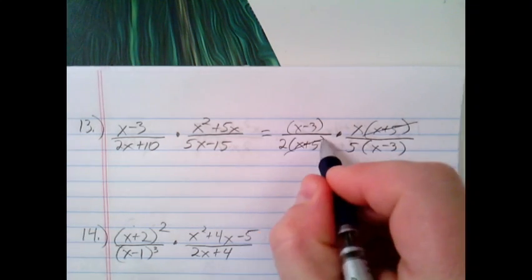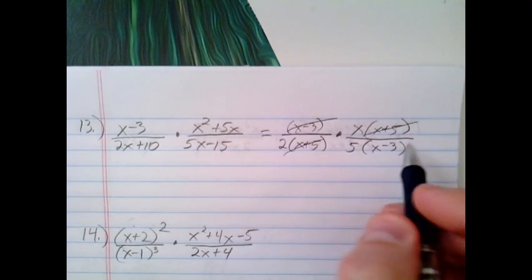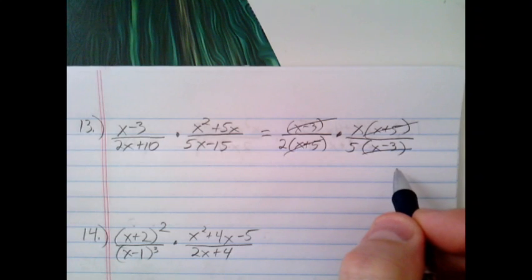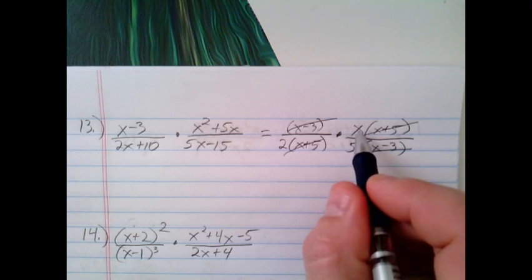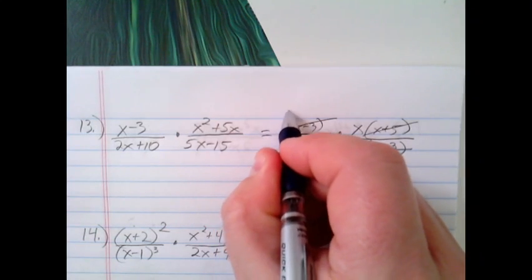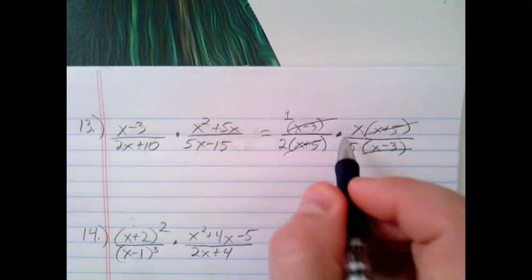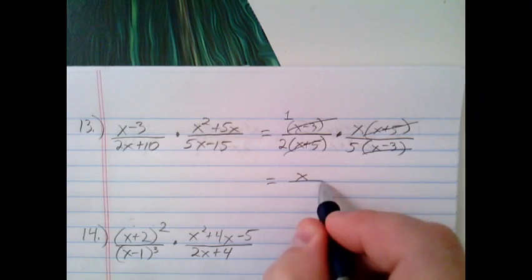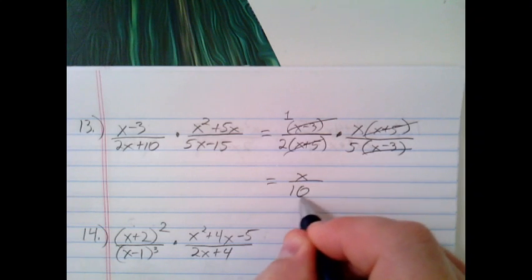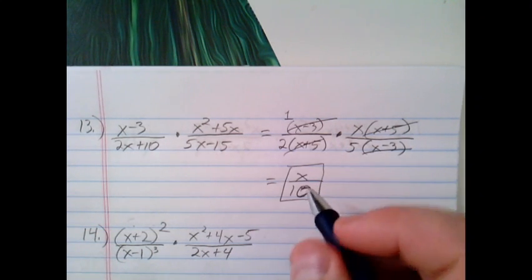I see I can cancel an x plus 5 against an x plus 5, and then an x minus 3 against an x minus 3. And then it looks like the only thing left in the numerator will be an x. This numerator became a 1, so I just multiply straight across. 1 times x is x, and then 2 times 5 is 10. So my final answer in number 13 is x over 10.